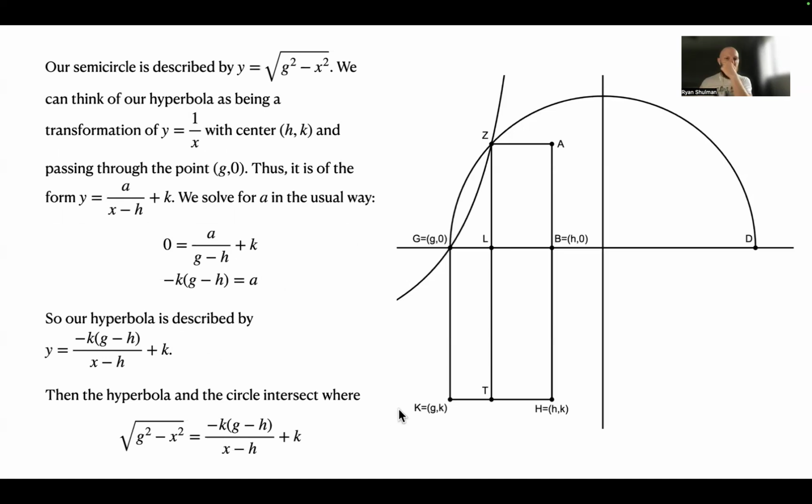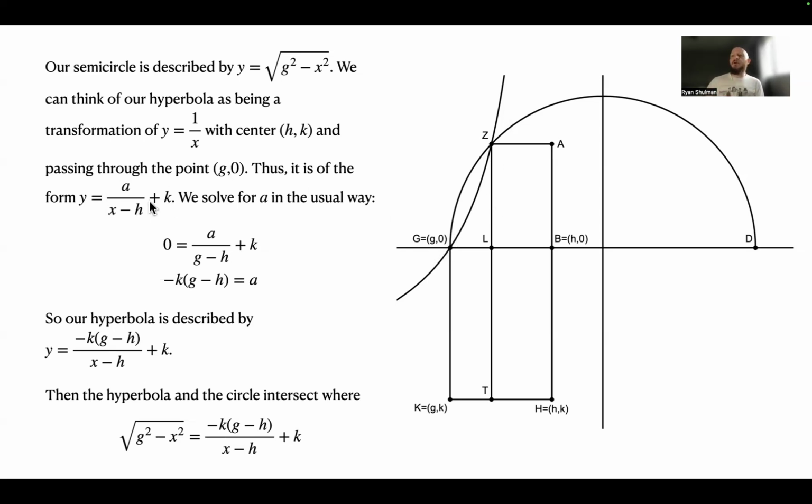So our semicircle, of course, has a radius of g, so it's described by the equation, the square root of g squared minus x squared. And because the asymptotes of our hyperbola run parallel to the axes of the Cartesian plot, we can really think of the hyperbola as being a transformation of y equals 1 over x, with the center of this hyperbola at h, little k, and passing through g comma 0.